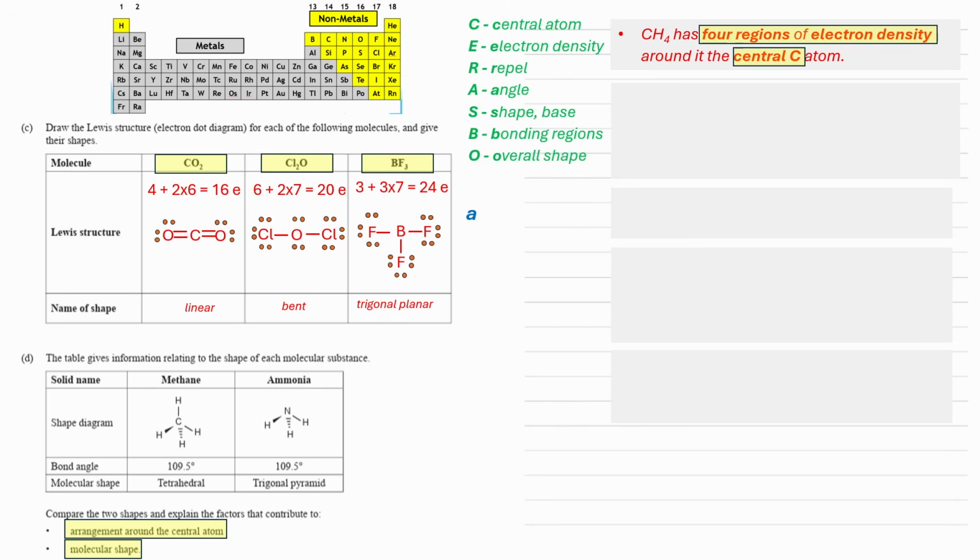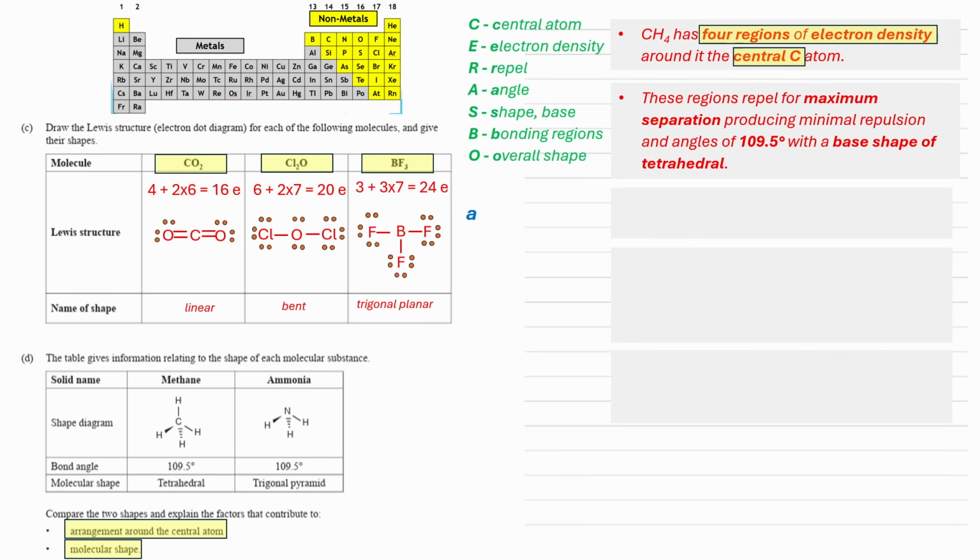I'm just going to go straight ahead and say you are going to use this SERASBO reasoning. You are going to talk about the central atom, the electron density regions, the repelling, the angle, the base shape, the bonding regions, and the overall shape. I'll show you what I mean.